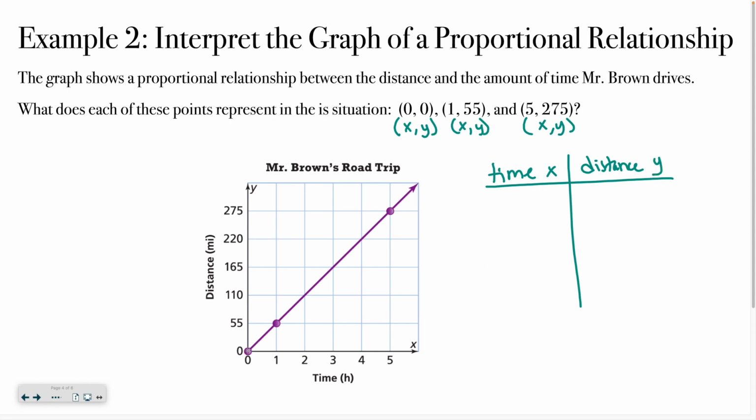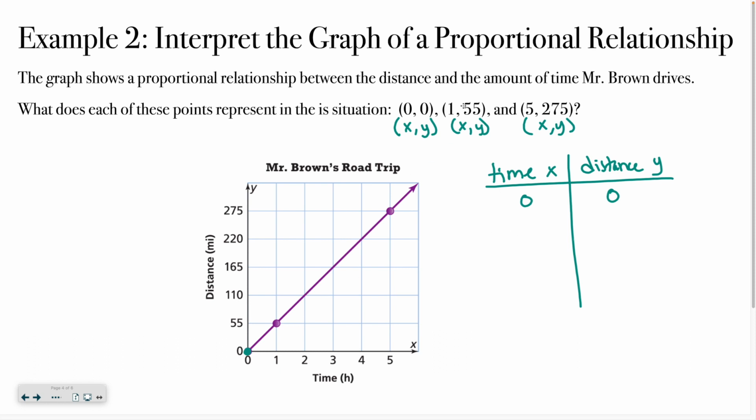So at 0, 0, that's saying that my time is 0, my distance is 0. What do you think that means? Well, if time is 0 for a road trip, that would mean that it hasn't even started, and that's why we've traveled 0 miles. Okay, 0, 0 would just represent the start of the trip.